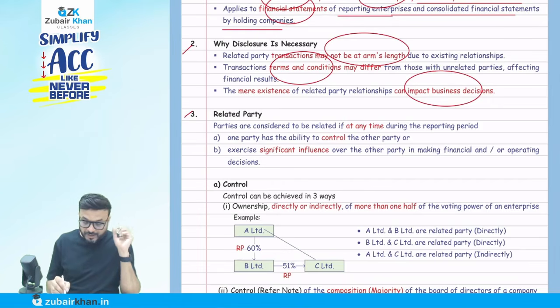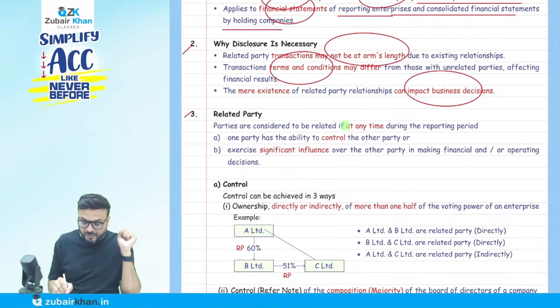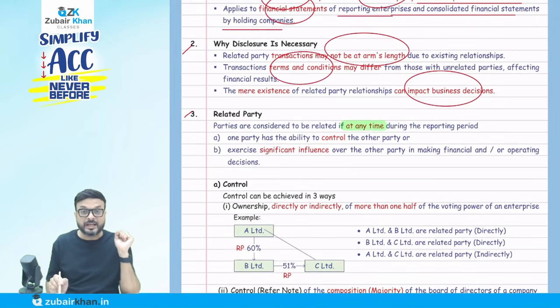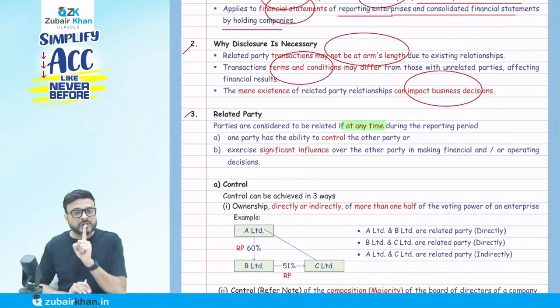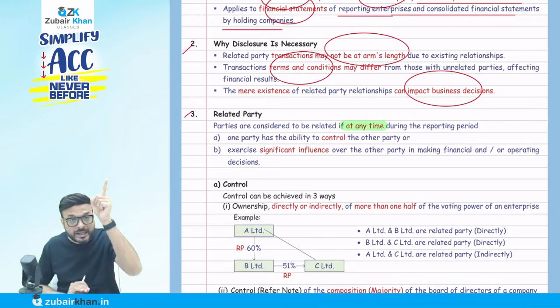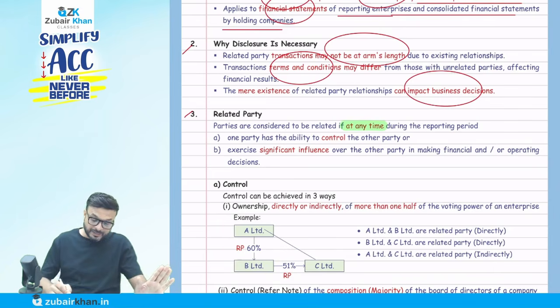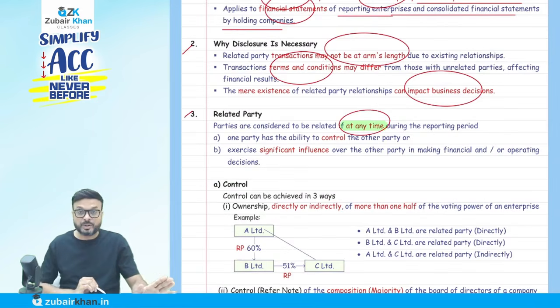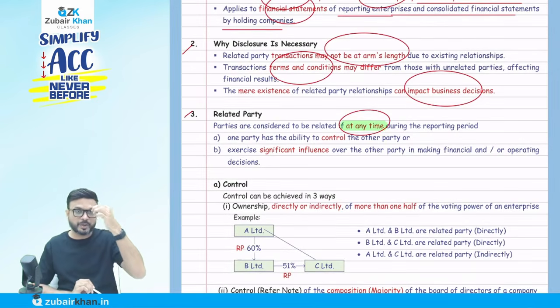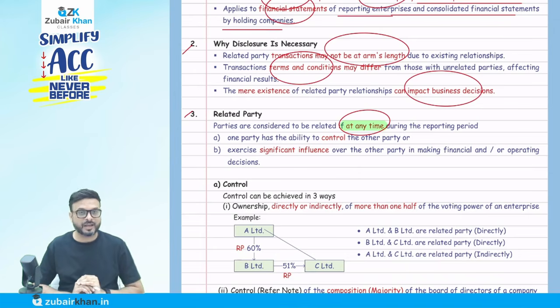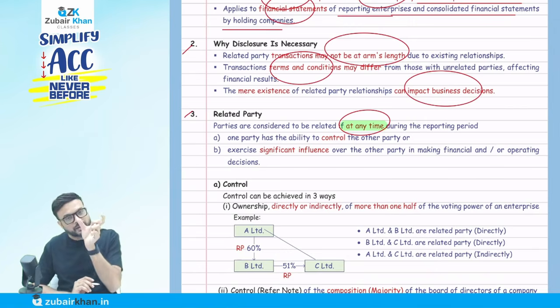Parties are considered to be related if at any time, this is very important, it says that at any time. It does not mean that I have to be a related party with someone only on the balance sheet date. No. We are going to prepare a financial statement on 31st of March. Does that mean the related party relationship should exist only on 31st of March? No. They say at any time during the reporting period, from 1st of April to 31st of March, if at any time you're a related party, you will be called a related party for that particular period.